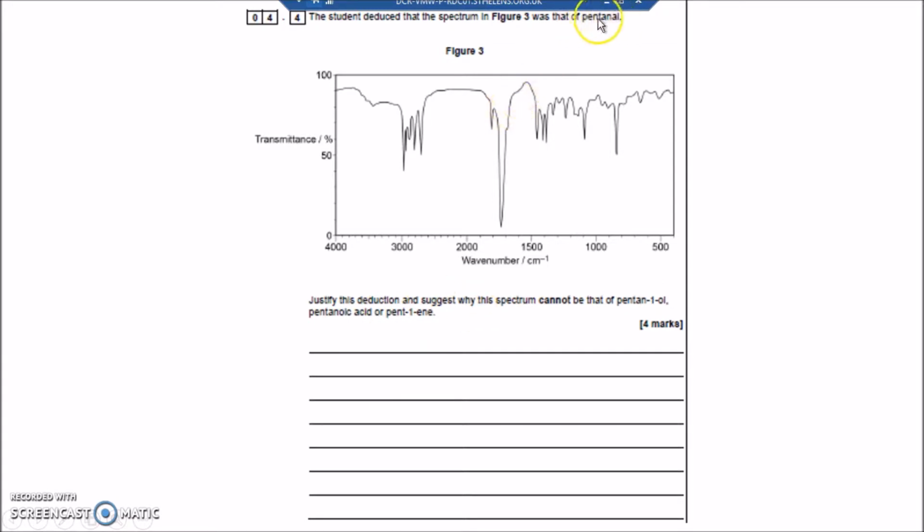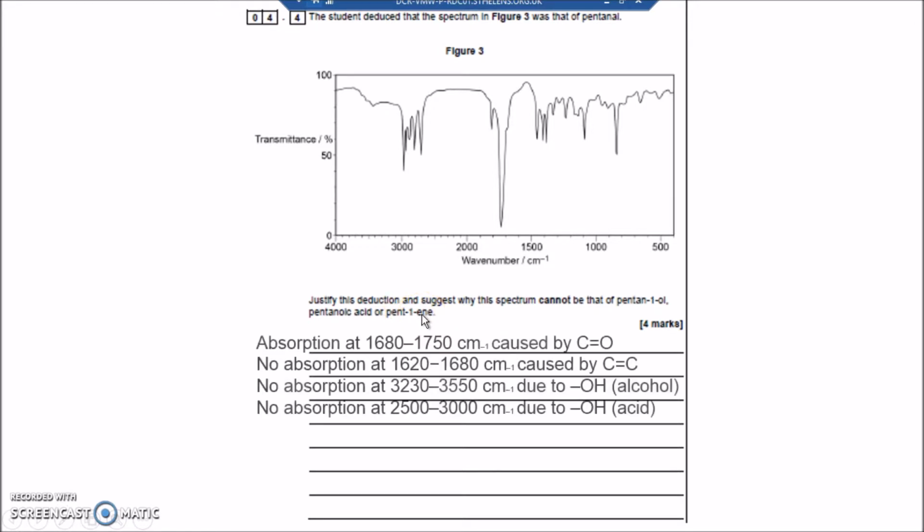So pentanal has got a carbon to oxygen double bond, so you need to look up in your data table what absorption that's got. It's going to turn out to be this one here. And then you need to work out what an OH is in an alcohol, where that would appear. It's presumably not present. Pentanoic acid, so an OH in an acid, where that should be, and presumably that's not present. And a carbon to oxygen double bond in the ene won't be present either.